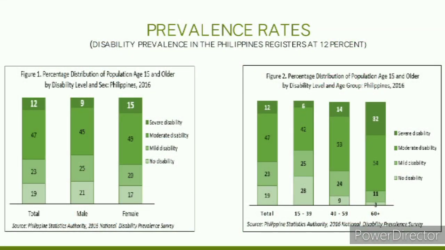The next is the prevalence rate of severe disabilities in the Philippines, registered at 12%. Results of the National Disability Prevalence Survey or NDPS show that in 2016 around 12% of Filipinos aged 15 and older experienced severe disability. Almost 1 in every 2, or 47%, experienced moderate disability, while 23% had mild disability, almost one-fifth. 19% experienced no disability. In the survey, the disability prevalence rate corresponds to the percentage of persons with severe disability.